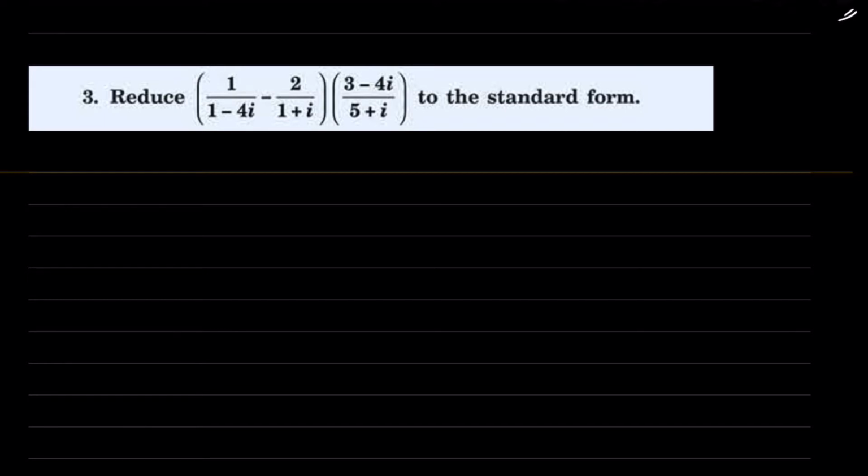Now, minus 2 by 1 plus i into 3 minus 4i by 5 plus i, we have to bring it into the standard form. The standard form is x plus iy. So how do we do this in the solution part? We'll see.